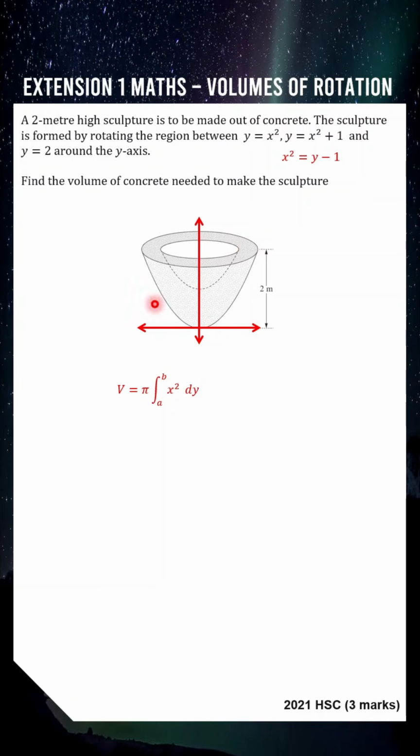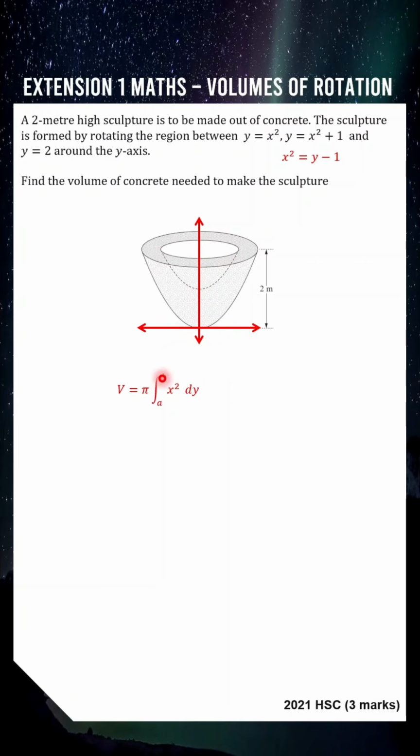Okay, now we've just got to figure out our bounds. Now for the larger volume, which is the y equals x squared, we are going between the bottom here and the top, so between 0 and 2. Now for the second part, which is the y equals x squared plus 1 up here, we aren't starting from 0, we're starting from here, which is the y-intercept of this parabola, which is 1. So for our second volume, we're going to be going around the y-axis between 1 and 2.